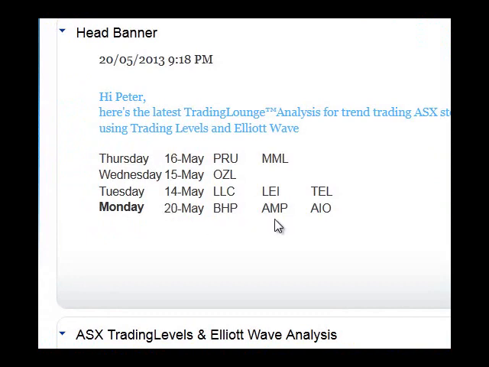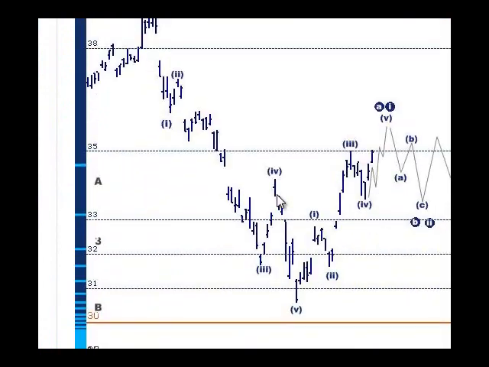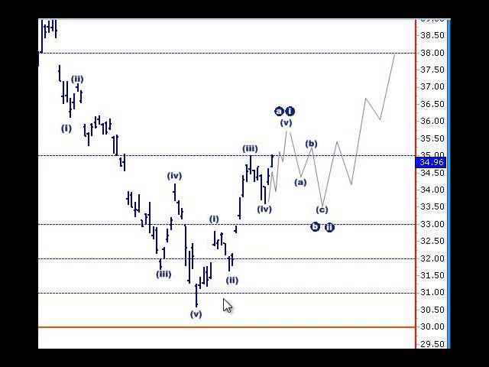And so yesterday we put out BHP, and this is the structure that we're looking at for BHP. If you're interested in trading this, don't get caught up too much on this Elliott structure as such, because this could actually have a much higher high up here or a smaller one.